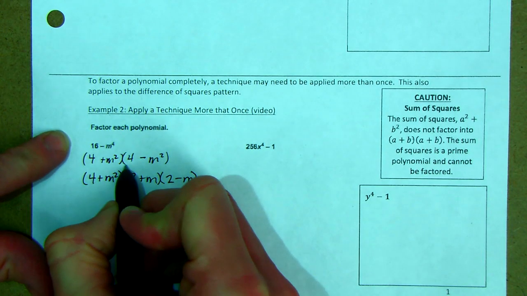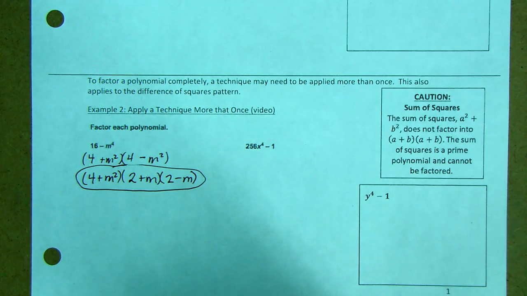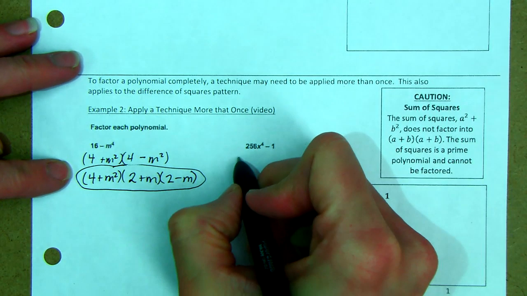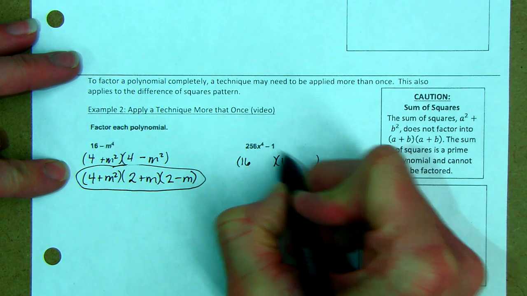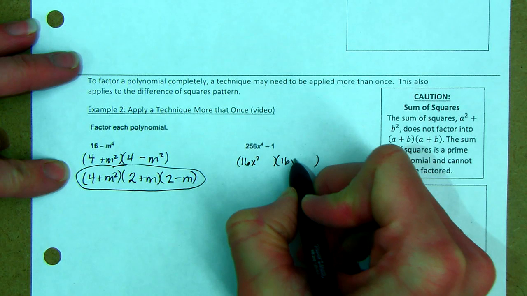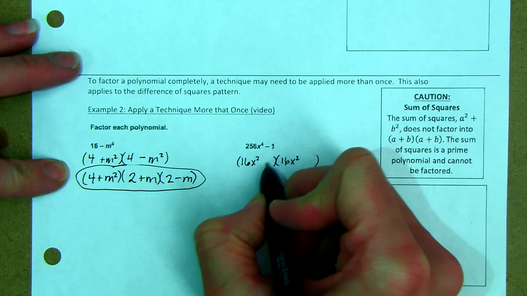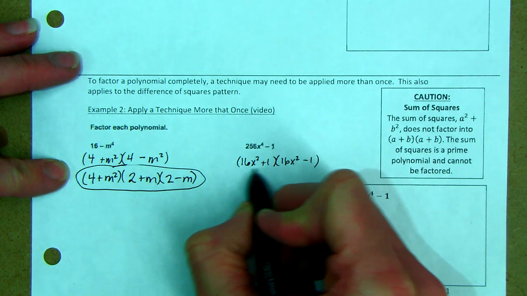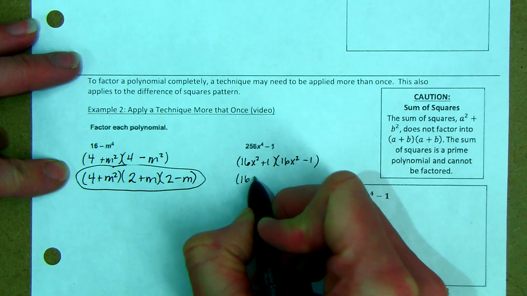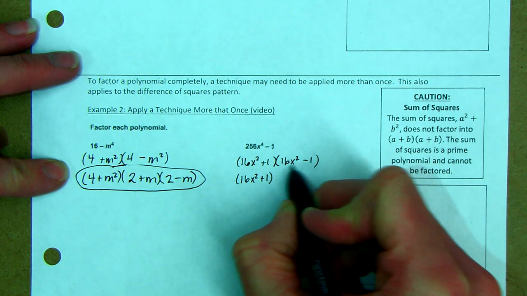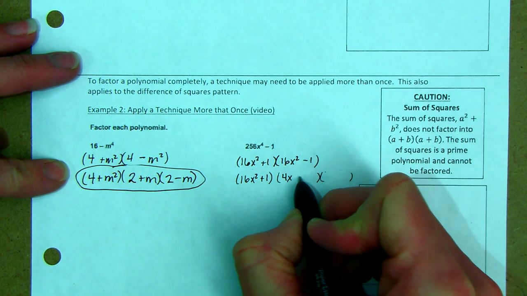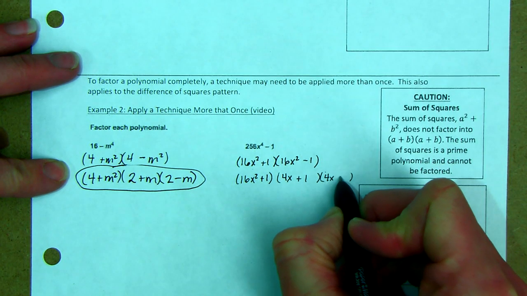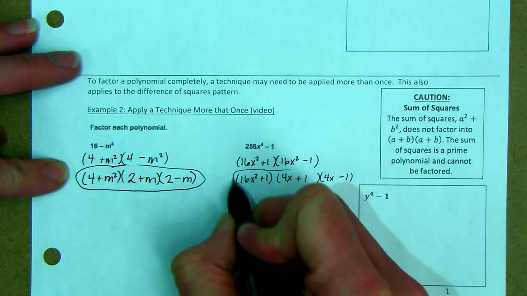All right, the same thing is true on this one. Check this one out. 256 is 16 squared, and x to the fourth makes that x squared. And 1 is always a perfect square. Plus 1, minus 1. Now this one's done because it's a sum. I can't do anything with that one. But over here, they are still both perfect squares. So I've got 4x plus 1 and 4x minus 1. And now I'm done. See, so I am applying that difference of squares twice.